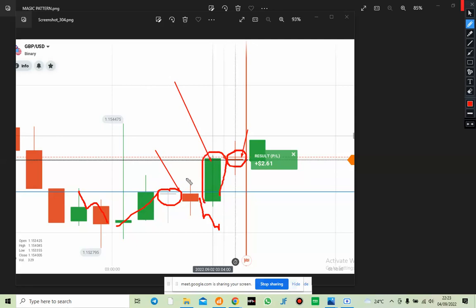When the buyer entered, it filled the gap between this high and the body. So definitely the candle is very strong. But I still went with sellers because of the strategy. I still went with sellers. So definitely sellers enter on the next candle.